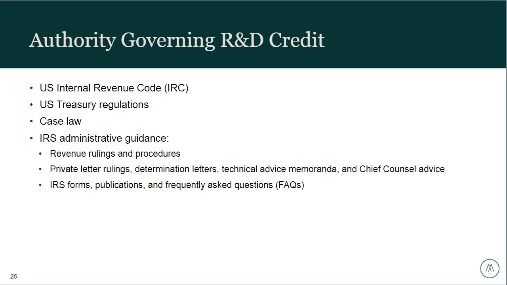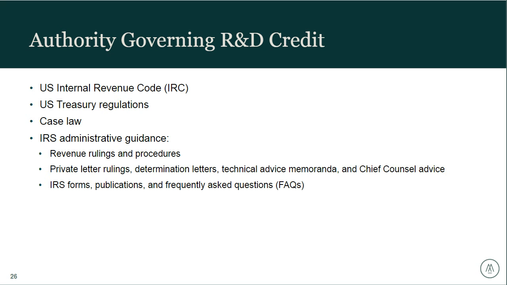I wanted to talk a little bit about the authority governing the R&D credit. When we're talking about documentation requirements, I think it's really important to understand the structure of the rules that govern R&D credits. What I've outlined here, I tried to list in order of importance, but that's a little bit arguable. Some would probably argue that case law should be number 1, just given that the U.S. is a common law system. But I think most people would agree this is the order of authority governing the R&D credit.